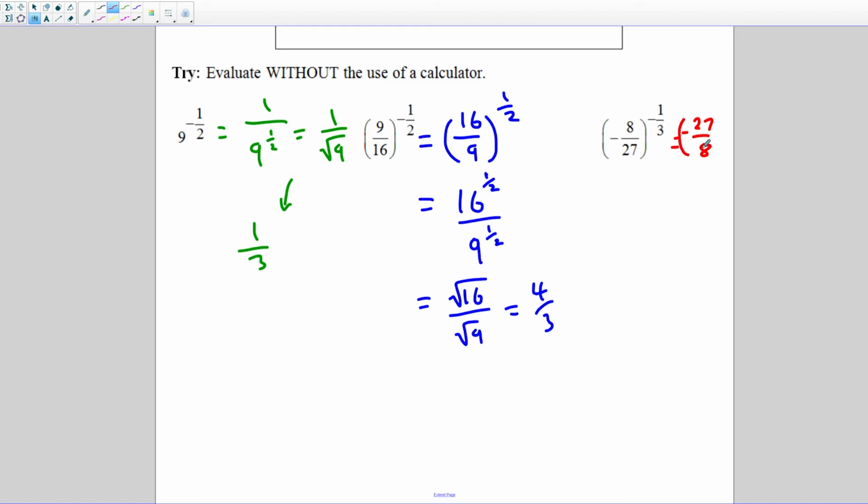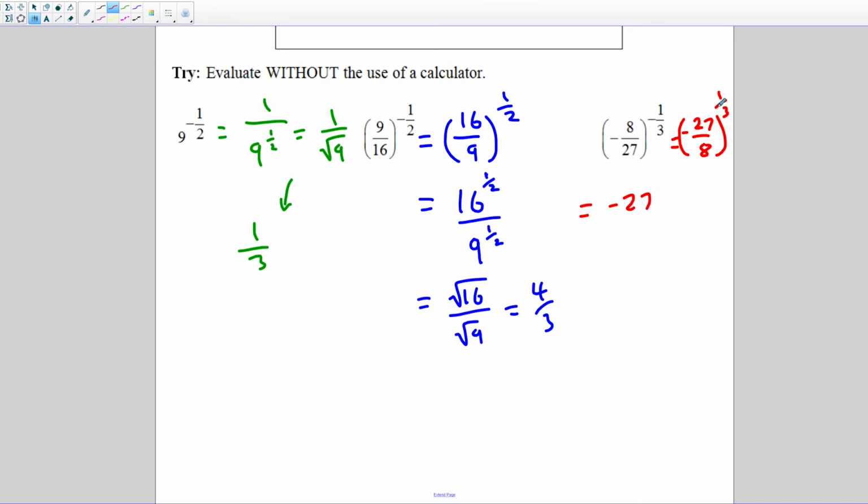I'm going to just keep the negative inside for now. It doesn't really matter what number the negative is on. And now it's going to be to the power of positive 1/3. Like I said, it doesn't really matter which number the negative is attached to, either the 27 or the 8, but not both. So let's go ahead and keep it attached to the top.